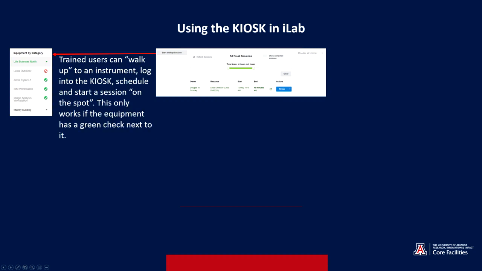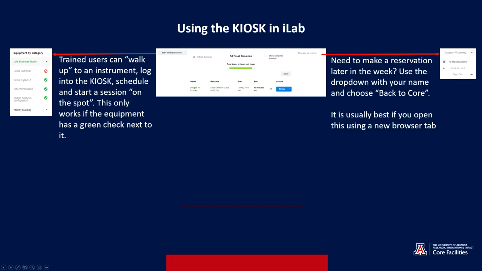Trained users can walk up to an instrument. So if you look at the schedule and it looks free all afternoon, you can walk down, sit down, start your login and set up an appointment right on the spot. And as long as there's a green check mark next to the instrument, you can start right away. The reason for the red slash might be, in this case, somebody's actually using the microscope. It could be that the time that you want to use is marked as a maintenance window, or that the microscope is not working correctly.